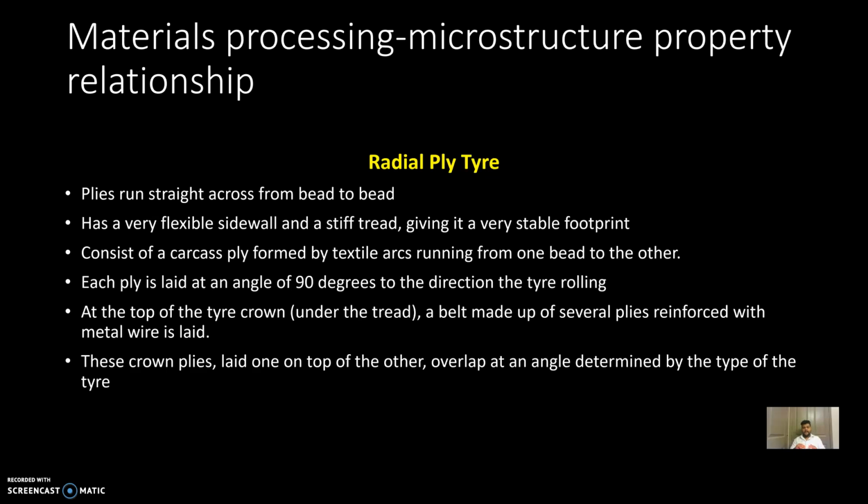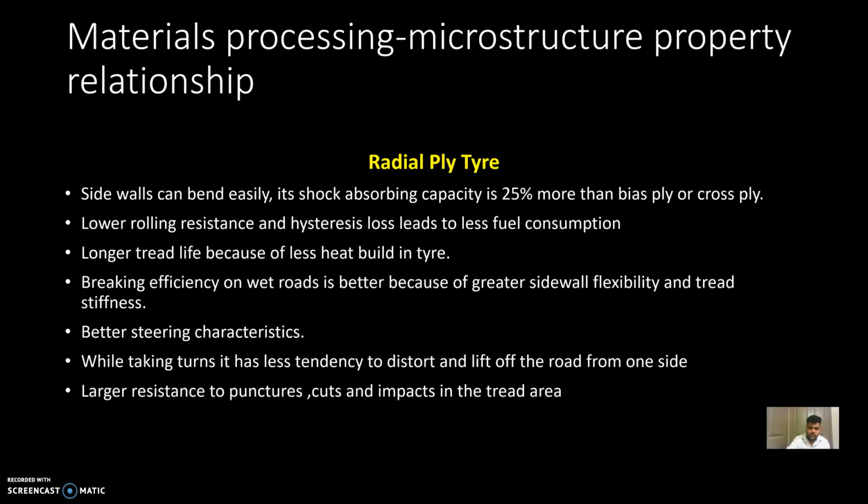Now, these crown plies are laid one on top of each other. One crown ply is here, and the second one is just above it, so they are on top of each other. They overlap at an angle determined by the type of the tire. Also, the side walls can bend easily, and the shock absorbing capacity is 25% more than the bias ply tire or cross ply.